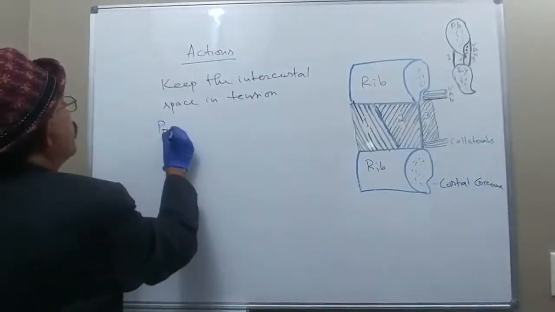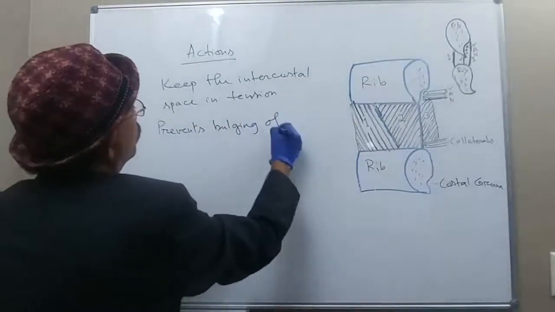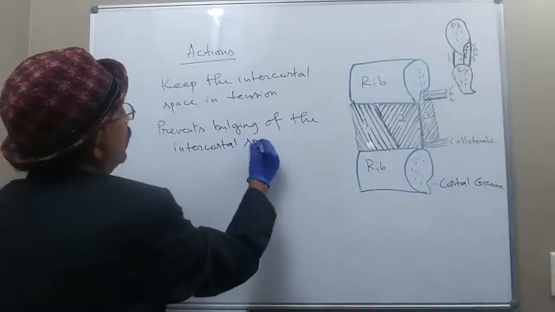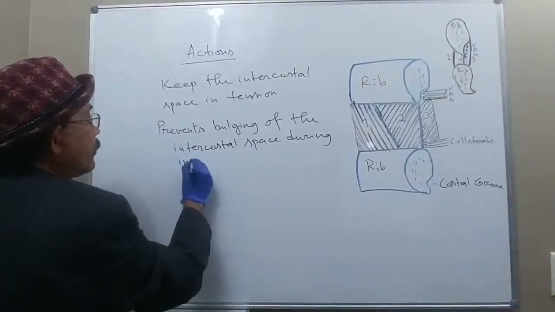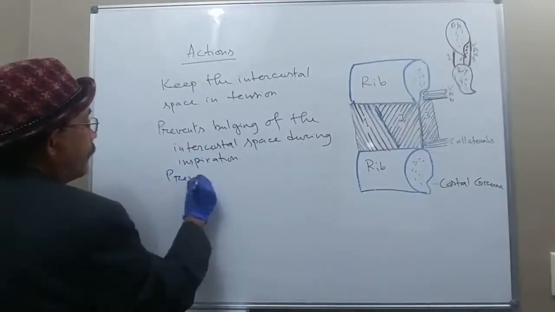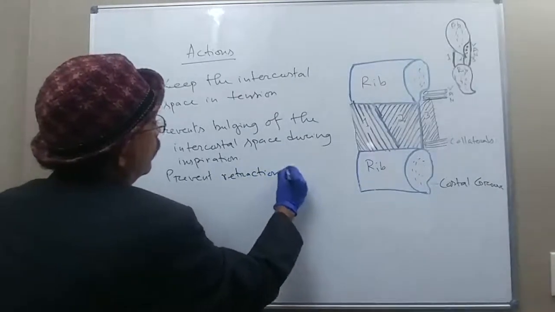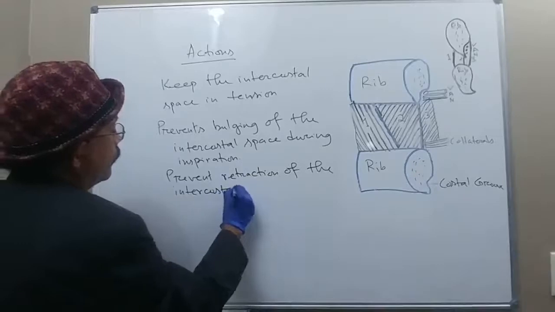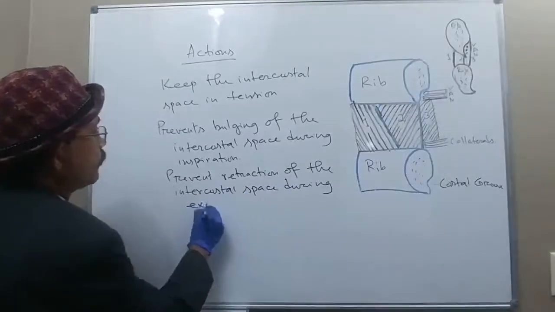So it prevents bulging of the intercostal space during inspiration, and it also prevents retraction of the intercostal space during expiration.